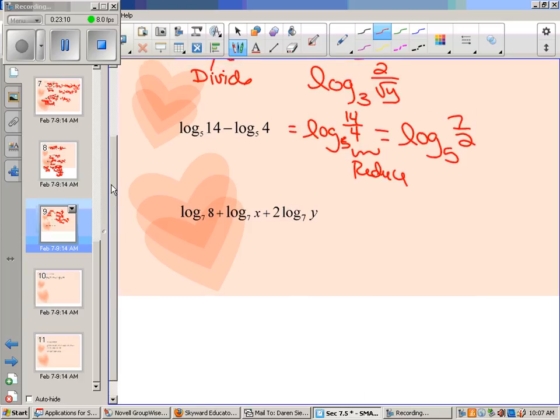All right, log base 7 of 8 plus log base 7 of x plus 2 log base 7 of y. Eight xy squared, because we have a power. Okay, so both of the pluses give you multiplication. So that's why it's 8xy, but then that 2 has to become a power on the y. Good?